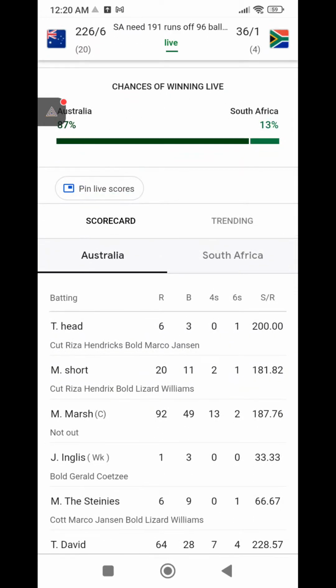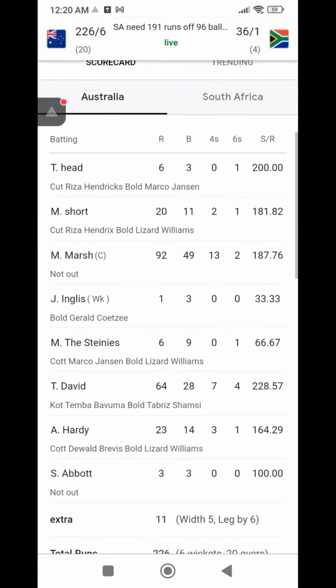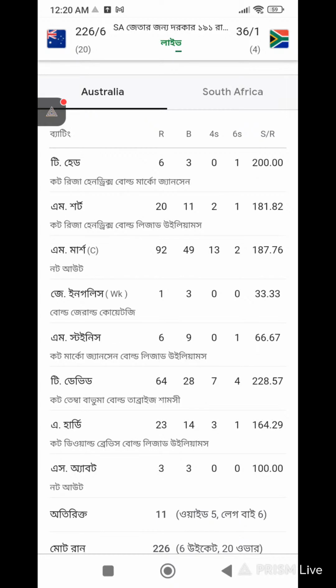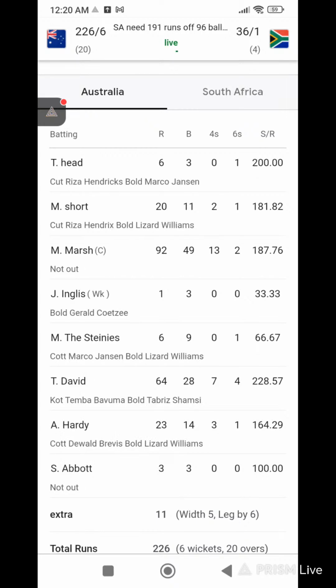During the Australian innings, Trevor Z scored 6 of 3, 1 over boundary. M shot 20 of 11, 2 boundary and 1 over boundary. 181.82 is the strike rate. Mitchell Marsh, captain, not out, 92 of 49, 13 fours and 2 sixes, 187.76 is the strike rate.